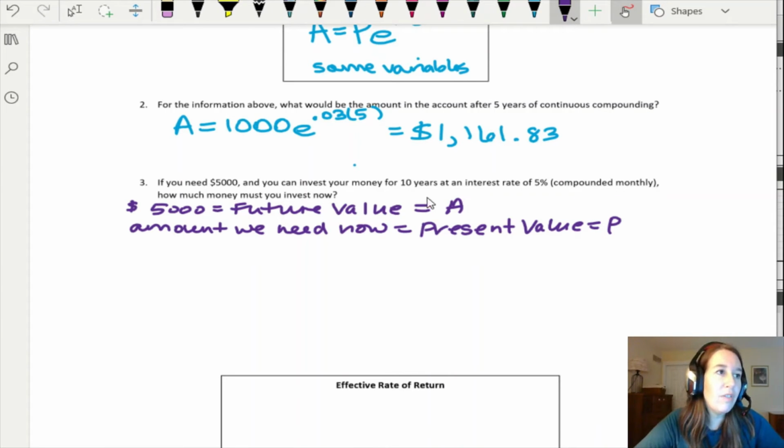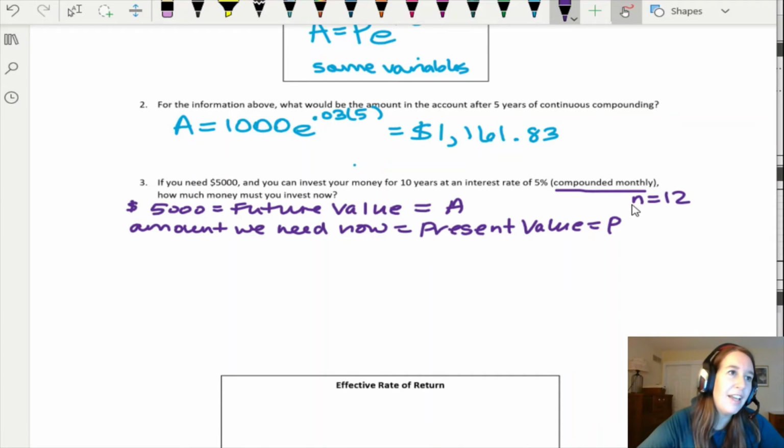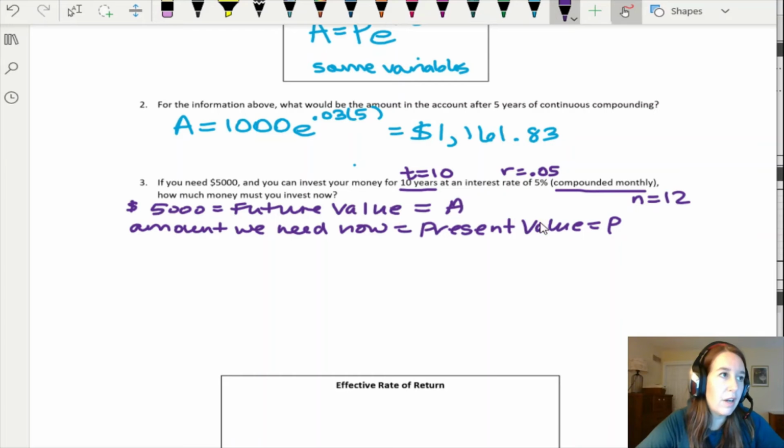Okay, so we know the equation that we're going to use since it says compounded monthly. That's the N equation, the only equation with N that we had. So N is going to be 12 because it's compounded monthly. All right, the other things that we know are we can invest our money for 10 years, so T is equal to 10. Our interest rate is 5%, so R is equal to 0.05. Okay, and it looks like we have everything else listed out.